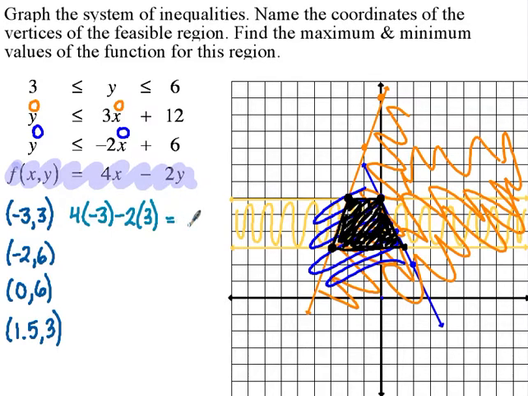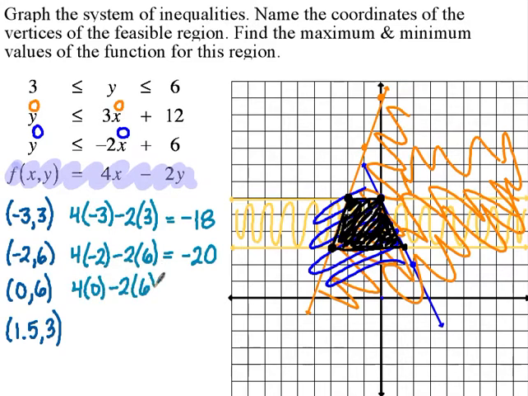We do that for every single vertex. Yes. -18. Very good. So now the next one. I'm going to take 4 times -2 minus 2 times 6. Negative what? Okay, -20. So now I'm going to take 4 times 0 minus 2 times 6. What? -12.